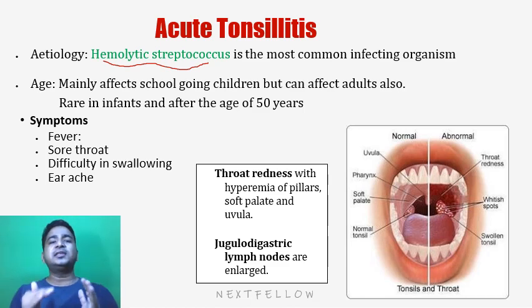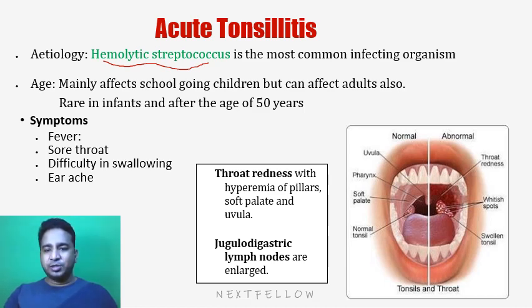Mainly tonsillitis occurs in school-going children, or we can say children aged between 3 to 15 years. It can also affect adults, but it is rare in infants or in the age group above 50 years. So what will be the symptoms of tonsillitis? Firstly, there will be throat pain, painful swallowing, some sort of foreign body sensation in the throat, and there may be referred pain in the ear. And what else? Fever, if septicemia occurs in the patient. So the child may have fever or a dull appearance.